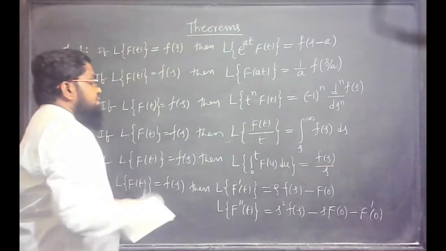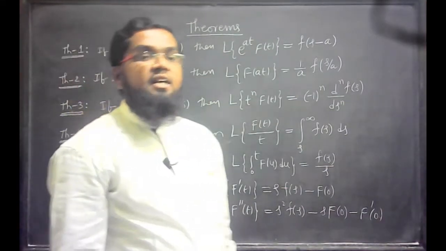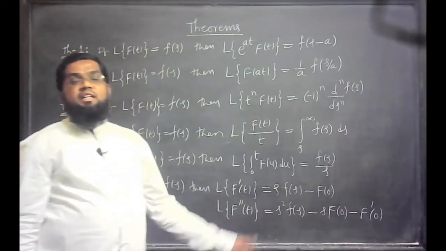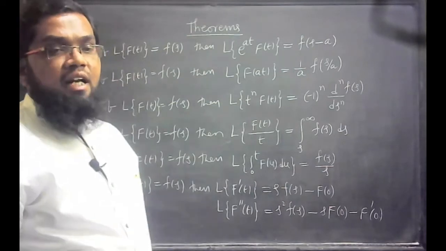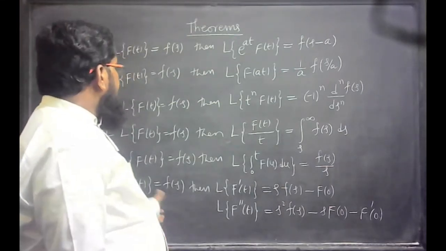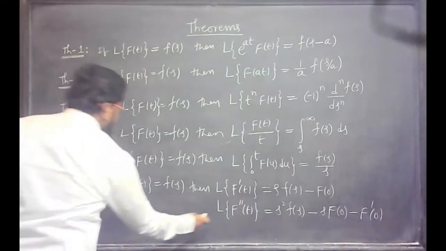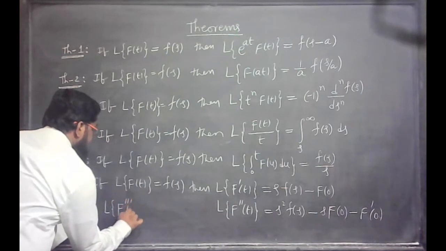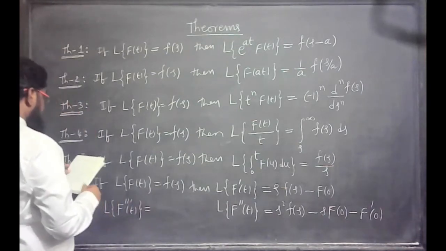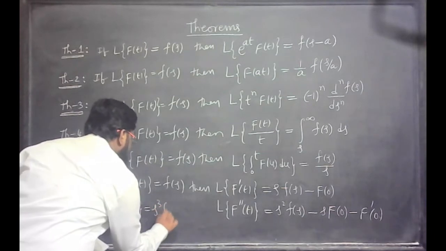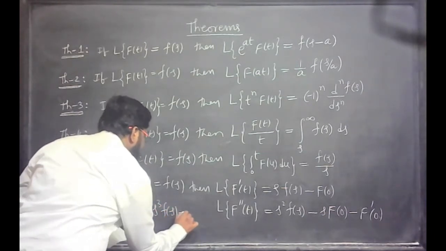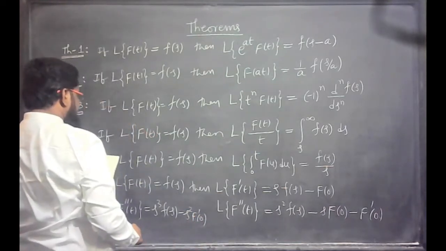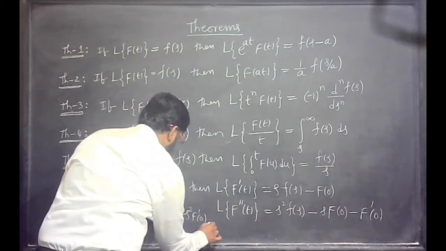Even for triple derivative also we can do it. Okay, fine. So once you know the first derivative, then double derivatives will become easy. Then triple derivatives also can be done. So I can write for the triple derivative also. Let's say I'll write here triple derivative. Laplace transformation of the function differentiated 3 times. Prime indicates the differentiation. It will be s cube F of s minus s square f of 0 minus s f prime of 0 minus f double prime of 0.